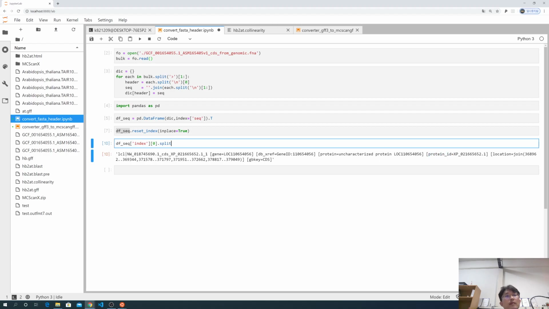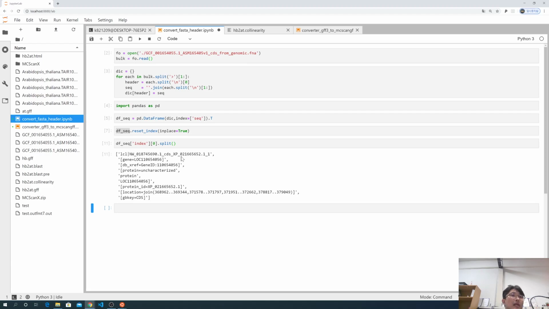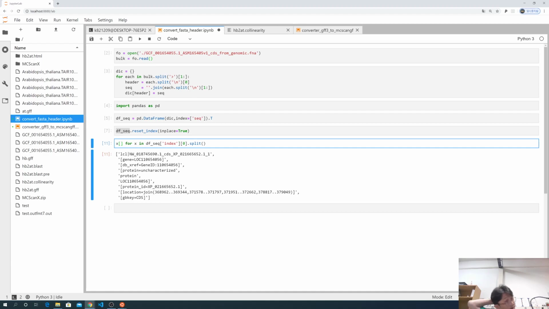So I will split and extract the protein ID thing. Then how? I don't know. So what we can do is for x in x, protein ID.